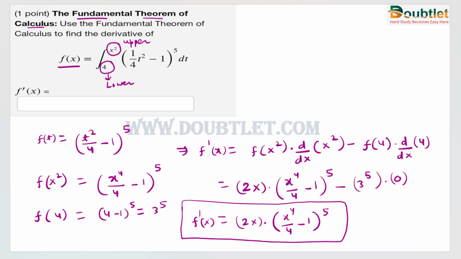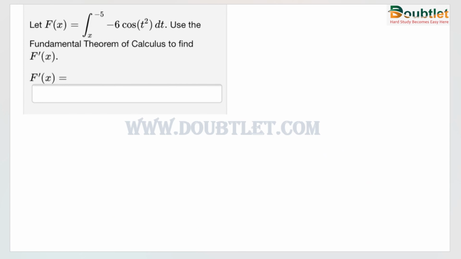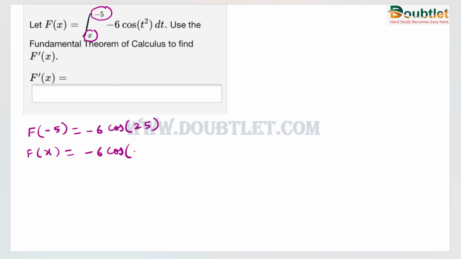Now we will deal with another similar example. Let's suppose this is the given example in which the upper limit is a constant and the lower limit is a variable. So we will repeat the same process. F of the upper limit means f of minus 5, so we can write this as minus 6 cos 25. And f of the lower limit, this is f of x, means we replace t with x, so 6 cos becomes x squared.